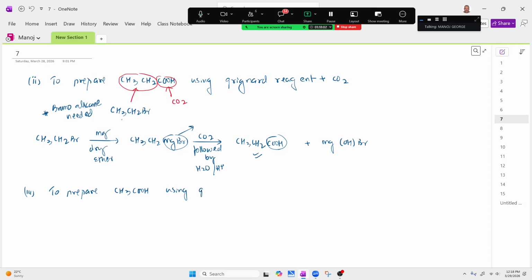So using a Grignard reagent, why don't you think of the things required to make ethanoic acid by the time I finish writing? So definitely I need a Grignard reagent and definitely I need the CO2. That's the learning point here. You want to make a carboxylic acid, you've got to have CO2 and you've got to have a Grignard reagent. Okay. So you know this comes from CO2.